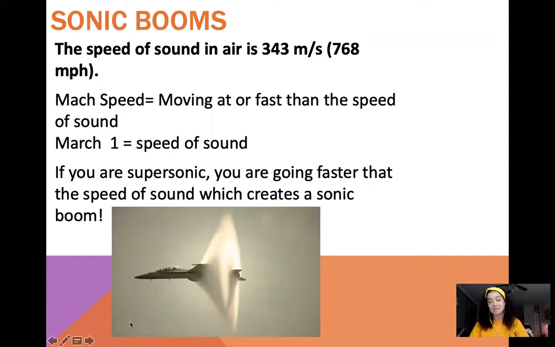Check it out, it's crazy loud. Because you are traveling faster than the speed of sound, the way the sound waves pile up as you are traveling creates that boom. And you can actually kind of see it right here, pretty cool. So make sure though, big thing, note that the speed of sound is 343 meters per second.